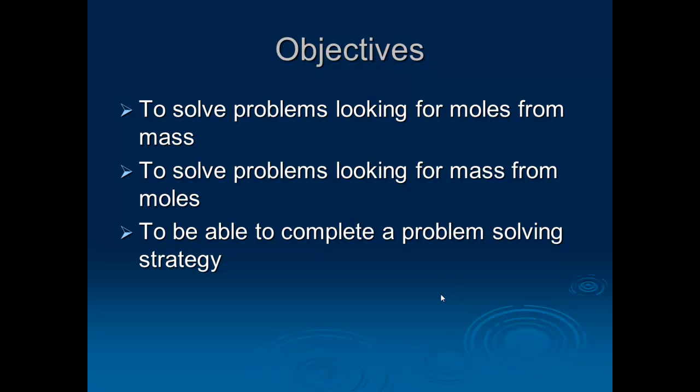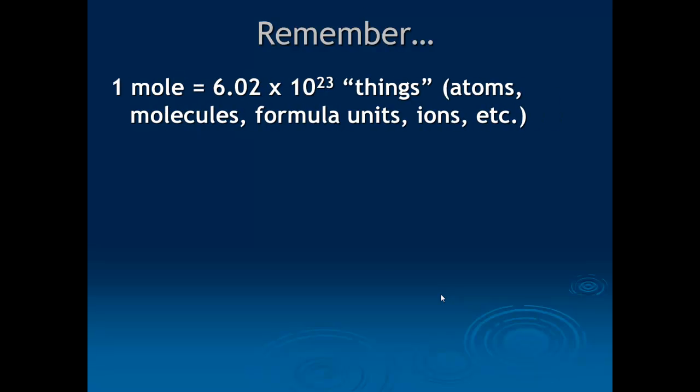So remember, we learned the other day that a mole is equal to 6.02 times 10 to the 23rd things. These things can be atoms, molecules, formula units, ions, puppy dogs, doesn't matter what we're talking about. Okay? It's that many things.